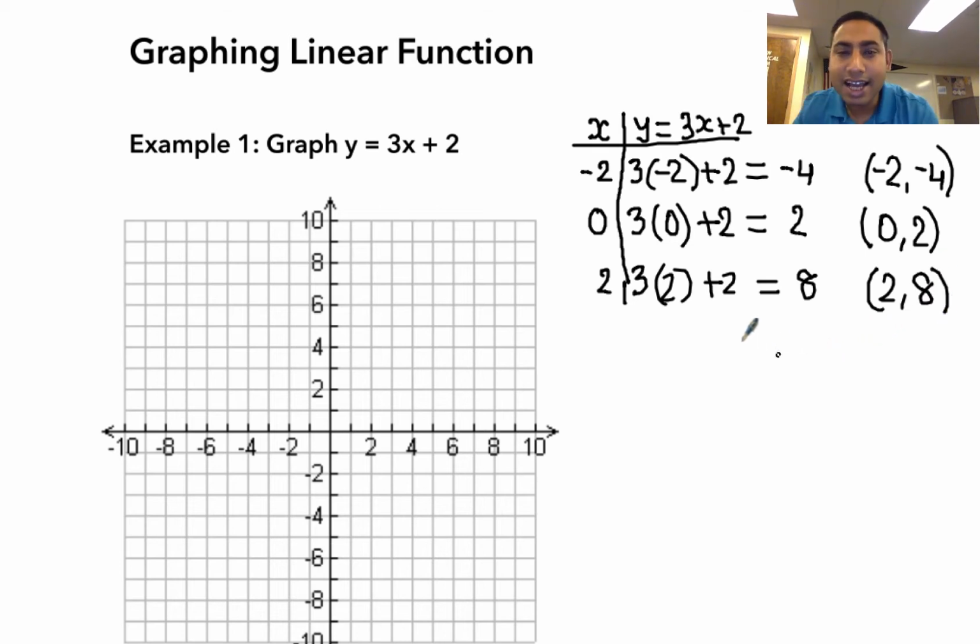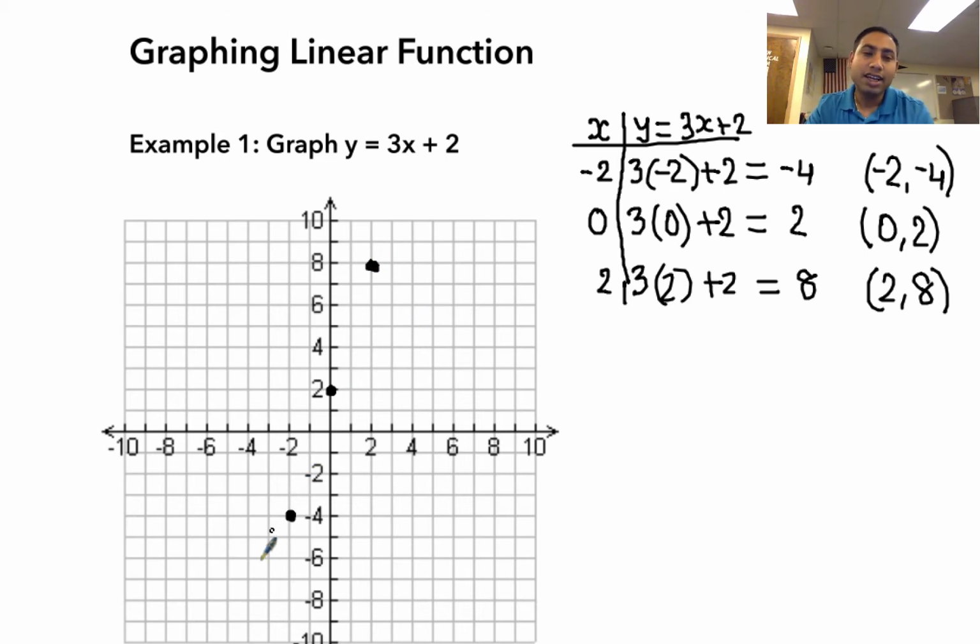Okay. So now that I have these 3 points, I'm going to plot them onto this grid. Let me start with negative 2, negative 4. I'm going to go 2 units left, and then 4 units down: 1, 2, 3, 4. So I'm going to be right here. That's my negative 2, negative 4. Then I'll plot 0, 2. For 0, I don't move left or right, and then go up to 2. And then the third one is 2, 8. So I'm going to go 2 to the right, and then 8 units up, right there.